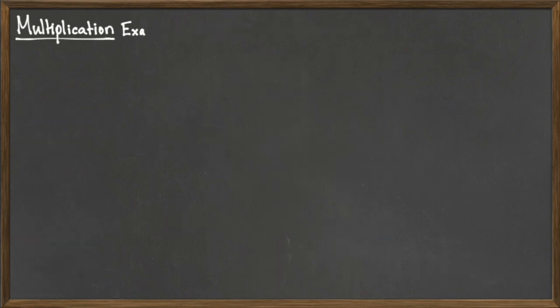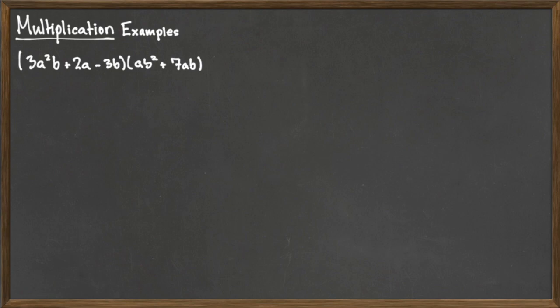Let's jump right into a more challenging example. Let's look at 3a squared b plus 2a minus 3b times the quantity ab squared plus 7ab. That first quantity has 3 terms and that second quantity has 2. So automatically I realized that I couldn't even use FOIL on this if I wanted to. But that's why we have the distributive property. We are now equipped to handle something like this.